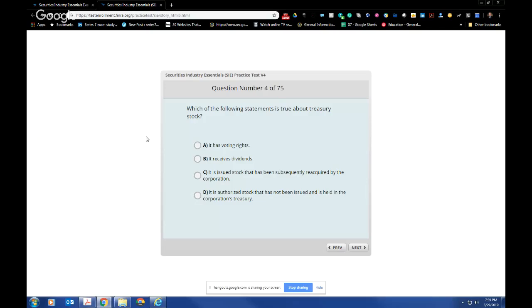So which of the following statements is true about Treasury stock? It has voting rights? No, it's Treasury stock. The company bought it back. It's almost retired. It received dividends? No, it doesn't receive dividends. That's one of the reasons they kick it back.